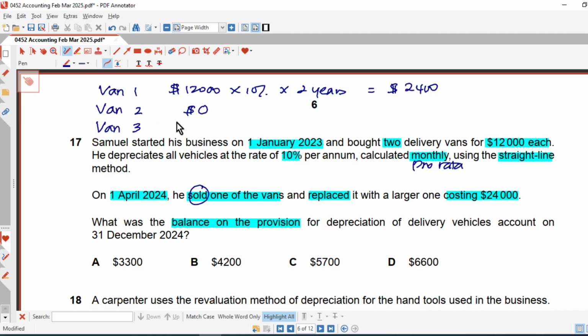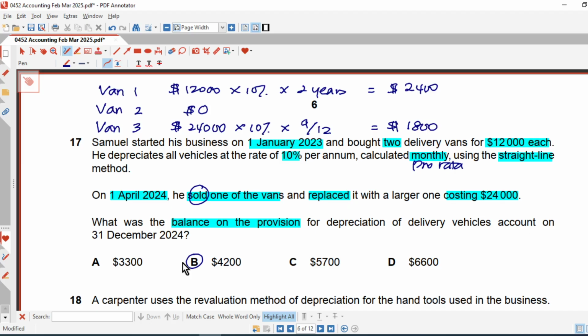Right? For van 3, we bought this in April 2024 for $24,000. So I have to do a pro rata. April to December, that's a total of 9 months. So I'm going to do a pro rata of 9 out of 12. So this will give me a balance of how much? How much do you get here? It should be $1,800. So when I add both of them up, I'm going to get 4,200.